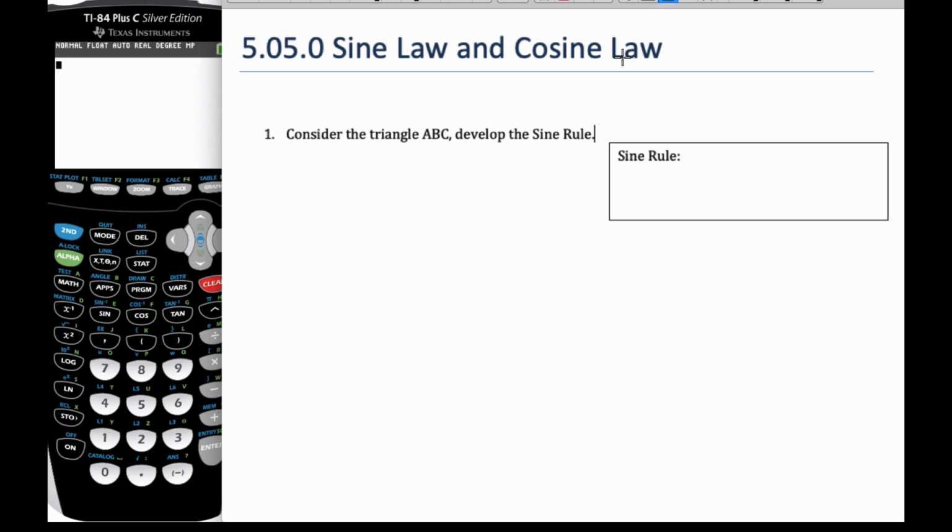Hello, it's Mr. Rups here, and today we're going to talk about the sine law and the cosine law. We're going to consider some triangle ABC, and we're going to develop the sine rule for you. So here is a triangle, and we'll call this triangle A, B, C.